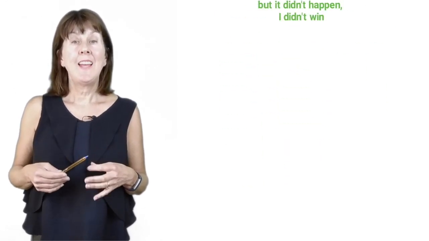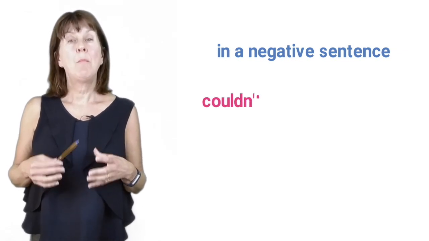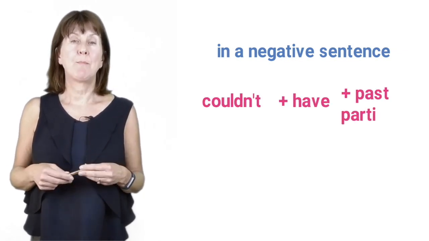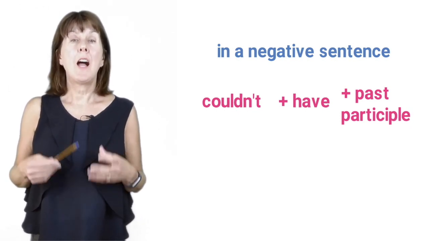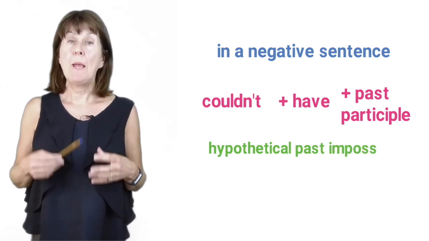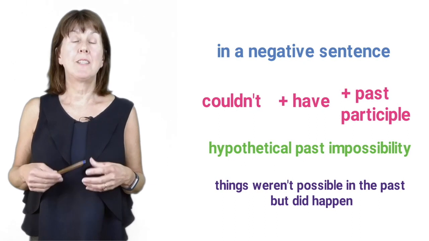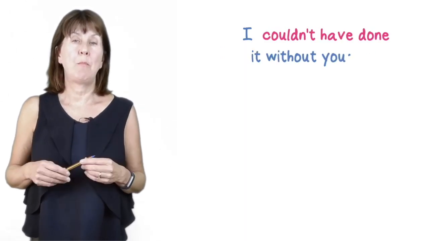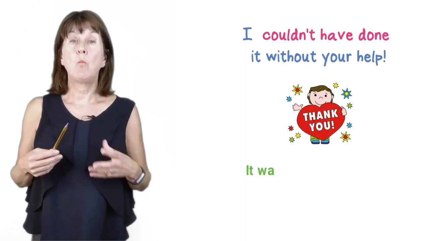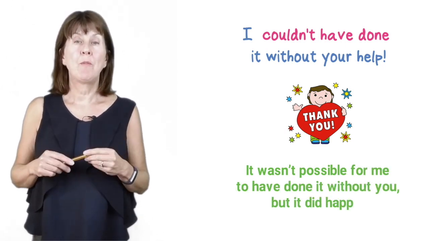And here in the negative, we have couldn't plus have plus the past participle. And this is used to talk about hypothetical past impossibility, things that weren't possible in the past but did happen. For example, I couldn't have done it without your help. In other words, it wasn't possible for me to have done it without you, but it did happen.